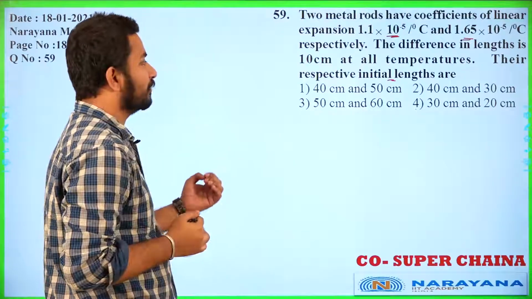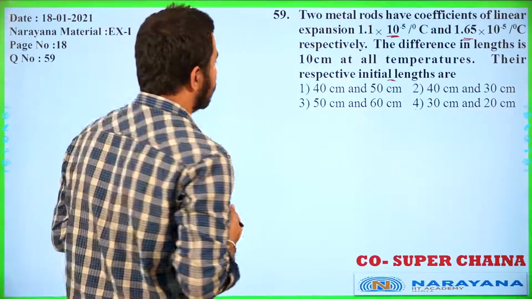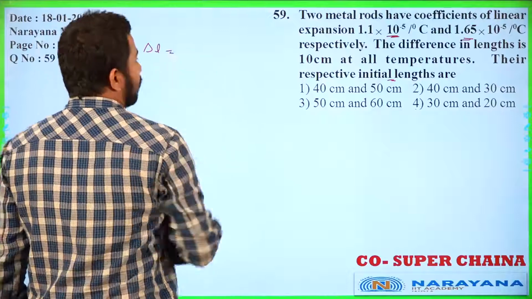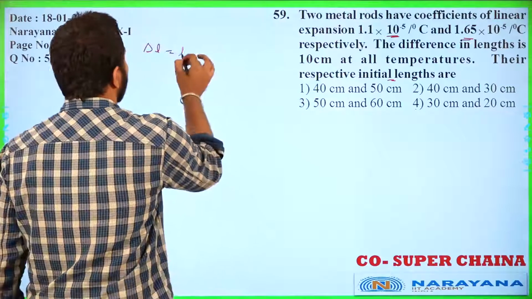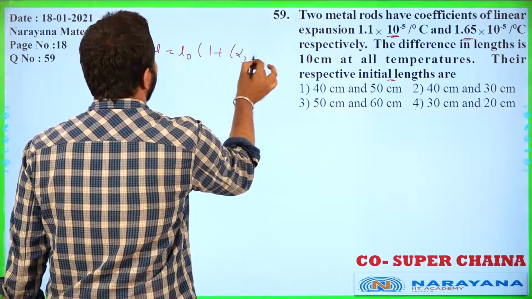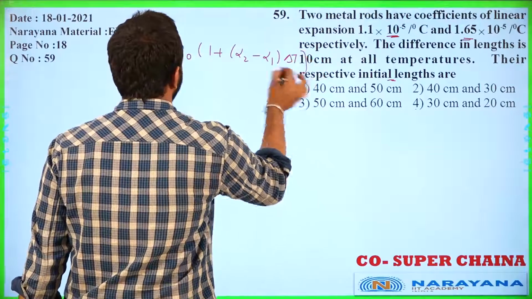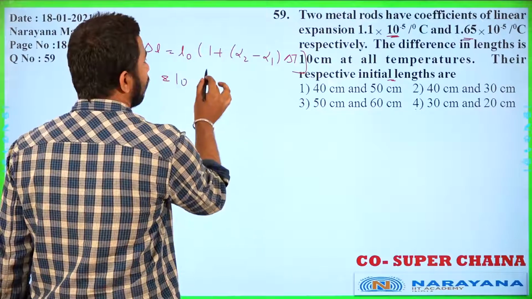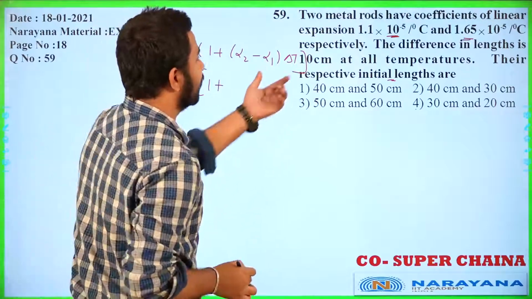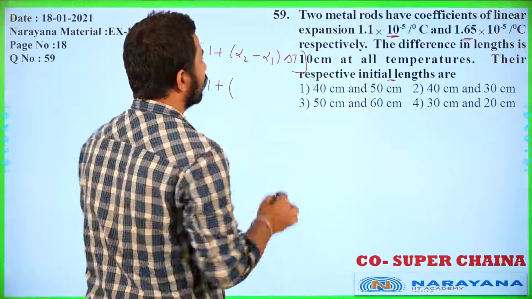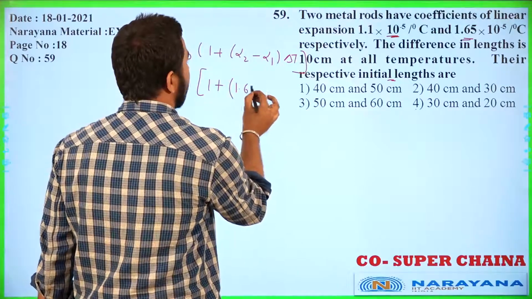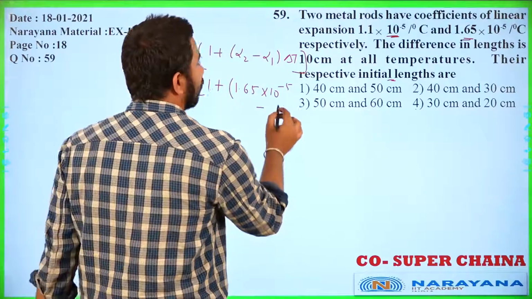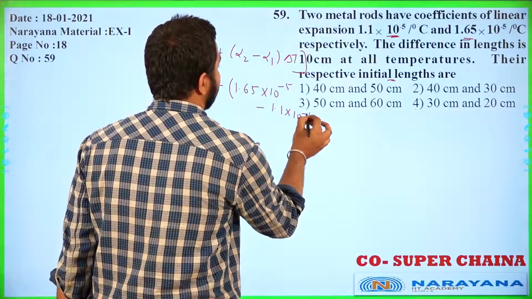The difference in the length we have to calculate. So from here what we can conclude, student, is that this delta L will be nothing but the initial length L naught 1 plus alpha 2 minus alpha 1 delta t. Now if you see here, this initial value, that 10, 1 plus, this can be written as alpha 2, that will be 1.65 into 10 to the power minus 5, minus this, that will be 1.1 into 10 to the power minus 5.